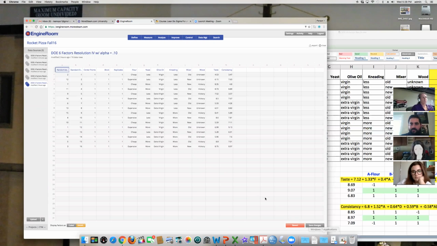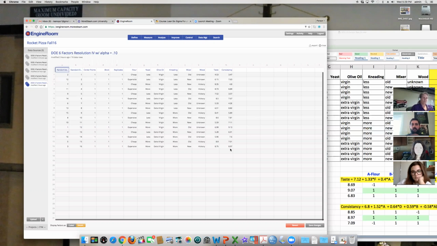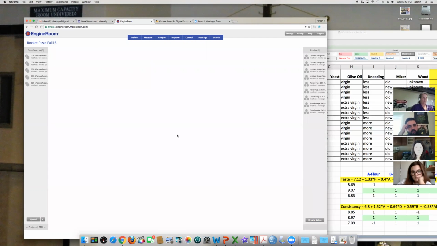So once you've got that design in standard order, you go and run your experiments with these settings for each one. And once the pizza's done, you get your output on taste and consistency. You enter the numbers here in the spreadsheet, and eventually you enter all 16 times 2 pieces of data here in that last column. So these last 2 columns are the only 2 that we have to actually do. So I'm going to go ahead and hit Save Changes on that.